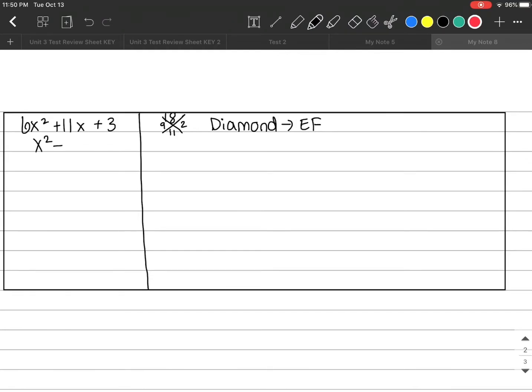If I had x squared minus 9, I can see very clearly this is the difference of two squares. And I'm not writing the reasoning why because I just talked about the reasons why I know that. But the reason why is because I have two terms that are perfect squares, subtraction in between.